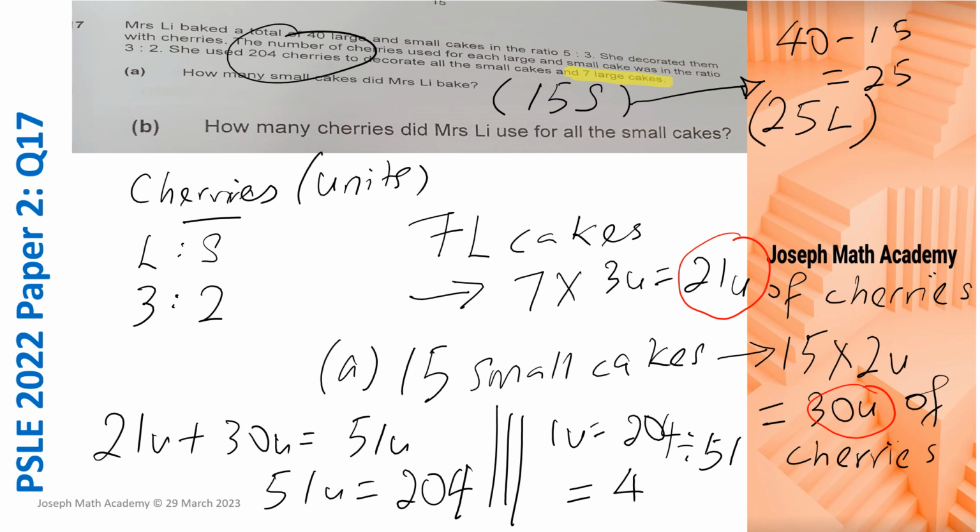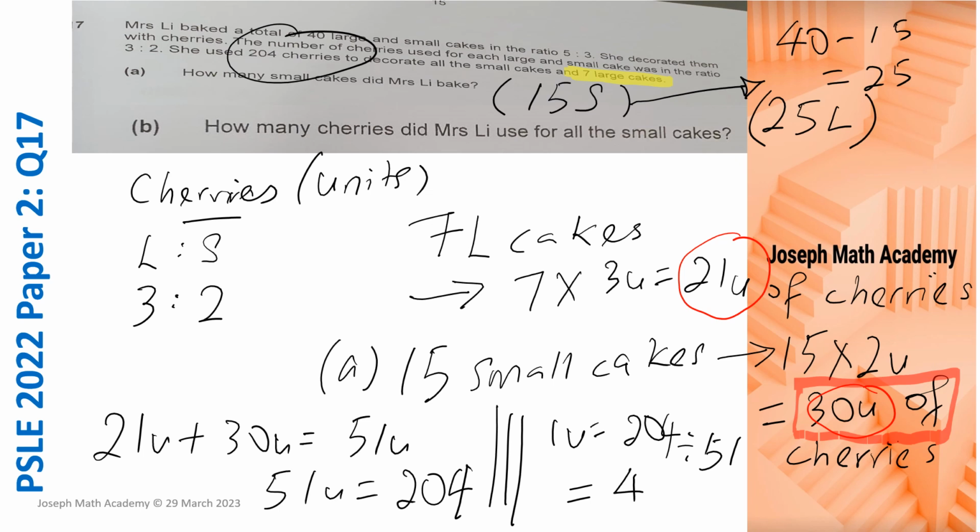Okay, my answer is coming out soon. How many cherries did Mrs. Lee use for all the small cakes? So all the small cakes is actually this information here. Alright, so that means we need to find out what this 30 units is. Very simple. It's almost done.